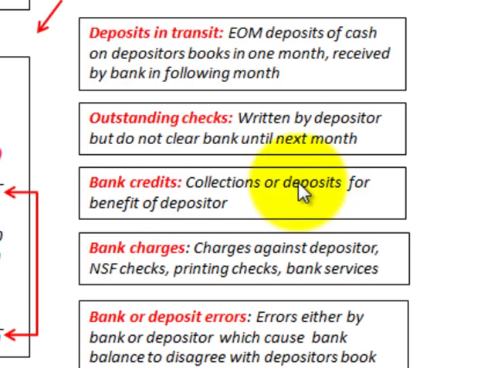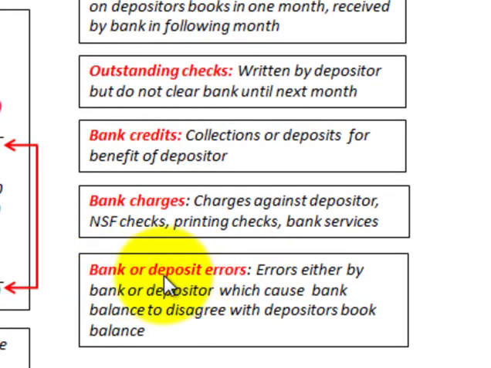And then bank credits. Those are collections or deposits for the benefit of the depositor. They are on the bank statement, but they aren't recorded on the company's books as of yet. Now we have bank charges. Those are also listed on the bank statement. Those are charges against the depositor, such as non-sufficient fund checks, printing of checks, bank service, and it can go on to any number of items. Those would be on the bank statement, but not yet recorded on the company's books.